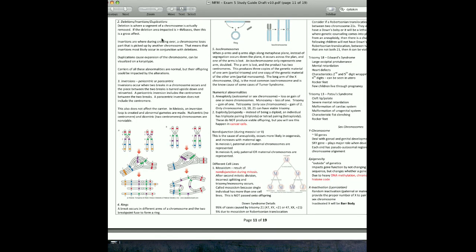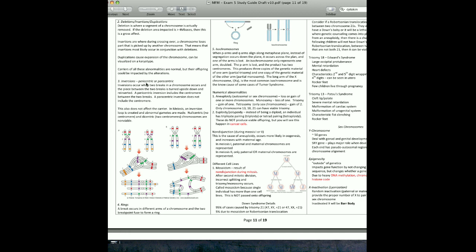So continuing, deletions, insertions, and duplications. Deletions go with insertions. If there's a part of a chromosome that's deleted, then it will be inserted somewhere else and vice versa. And if a part of the chromosome that's deleted is greater than 4 megabases, then it has a gross effect. Duplications are whenever there's expansion of a chromosome. It can be seen in a karyotype, and the carriers are going to be normal, but their offspring will be affected.